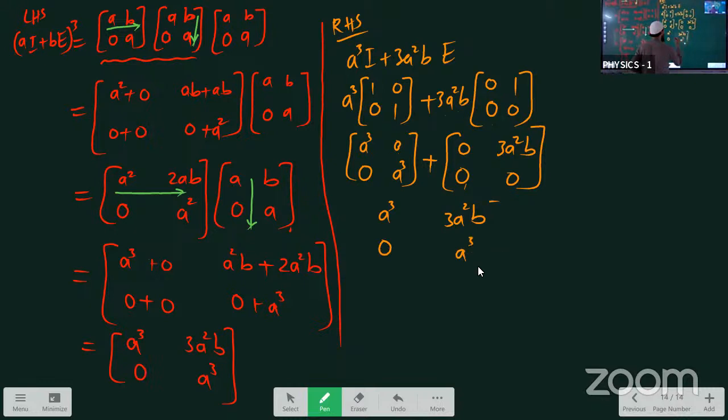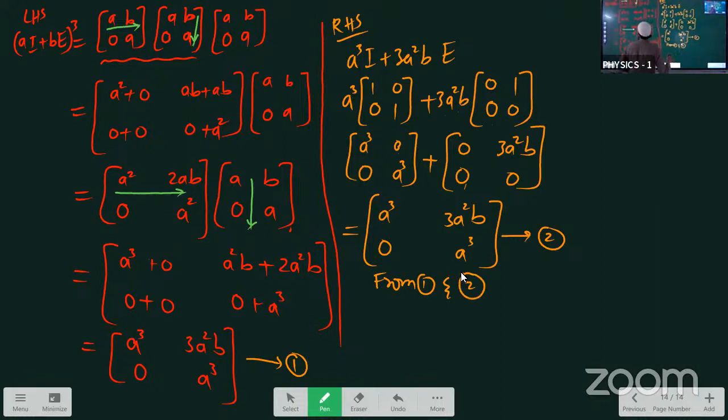Now check these two. Are these two equal? From 1 and 2. This is 1, we got one value. A plus BE whole cube value, we got as a cube, 3a square b, 0, a cube. In the same way, the RHS value I have found, and its value is also the same. So from 1 and 2, put the conclusion. So what is the LHS? AI plus BE whole cube is equal to a cube into I plus 3a square b into E.